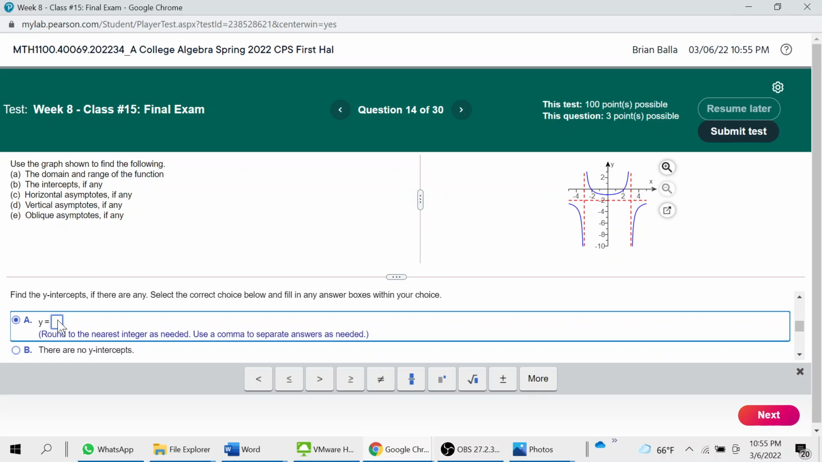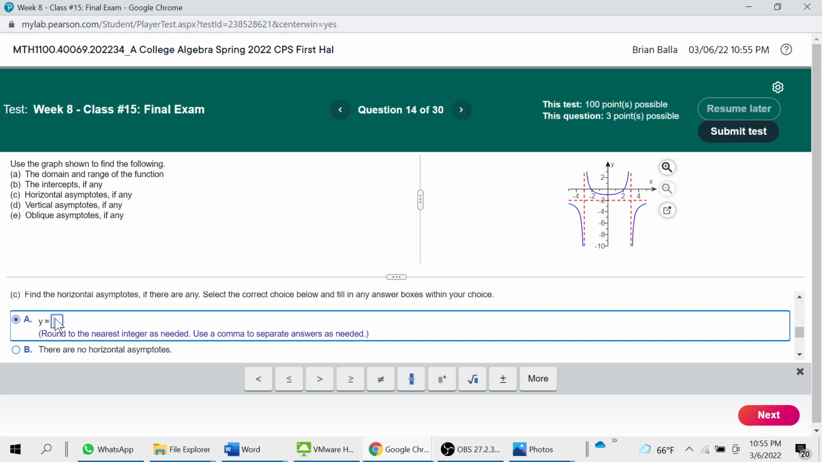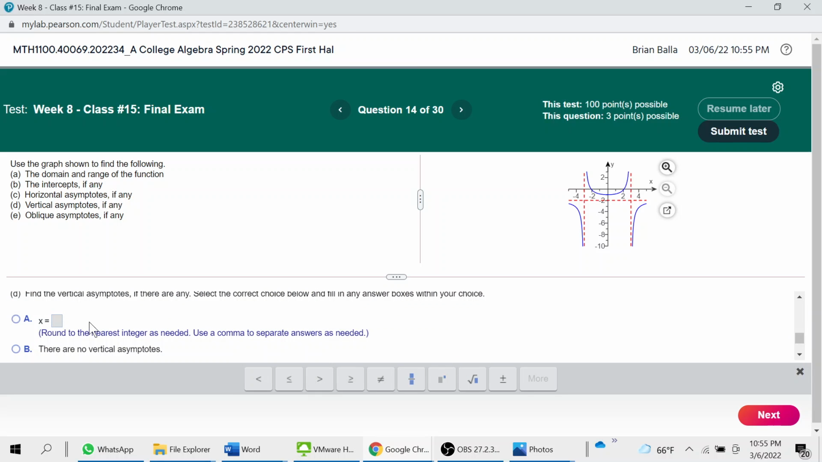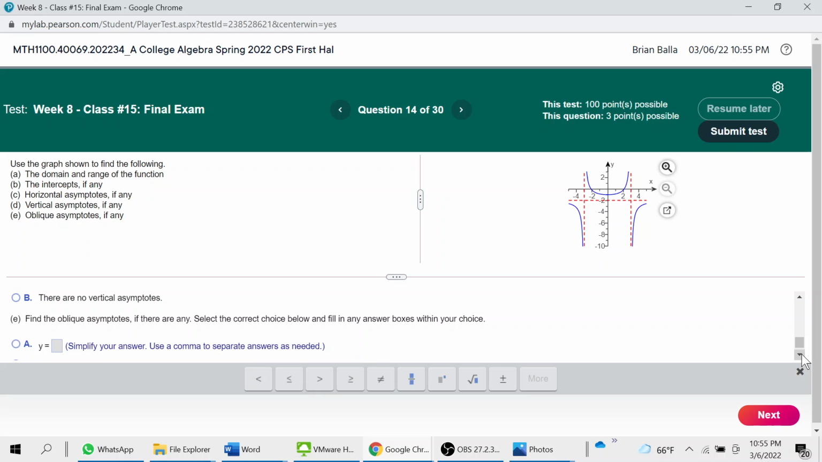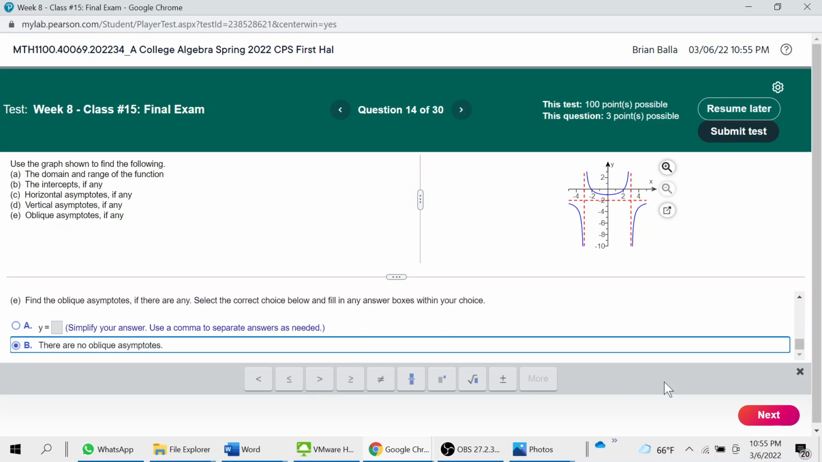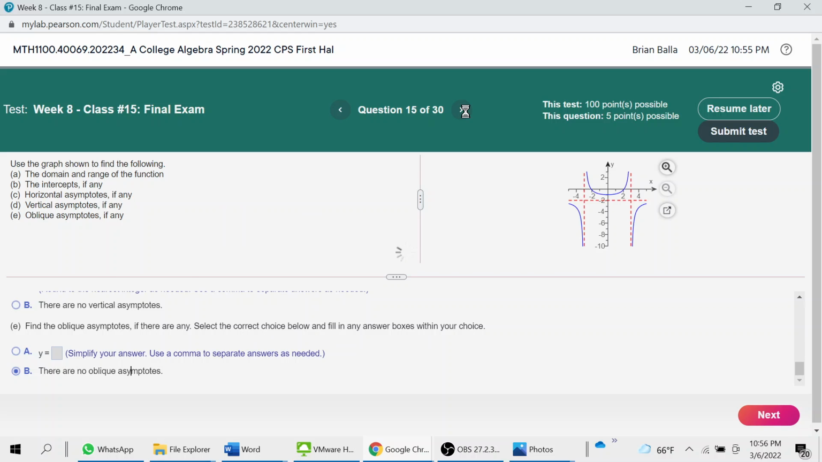Y-intercept. When x equals 0, y is equal to -1. Okay. Find the horizontal asymptote. y equals -2. Find the vertical asymptote. That's x equals -3 and 3. Oblique asymptote. There's none of those. Okay, moving on to question 15.